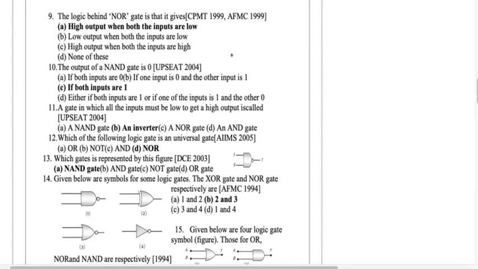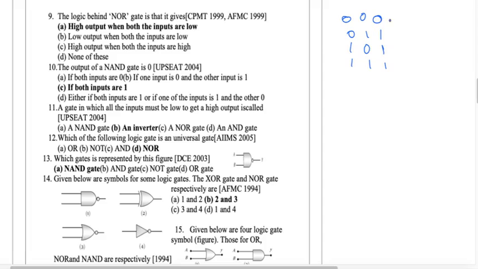Question number 9. The logic behind NOR gate is that it gives high output when both the inputs are low, low output when both the inputs are low, high output when both the inputs are high. We'll draw a NOR gate truth table. First we'll draw the truth table for the OR gate: 0 0 0, 0 1 1, 1 0 1 and 1 1 1.